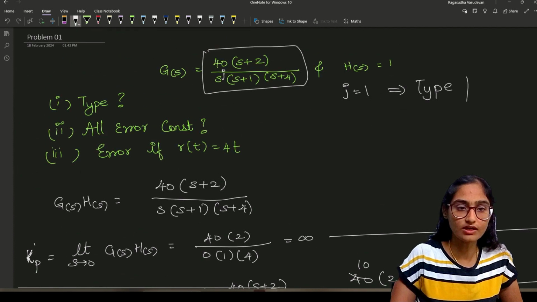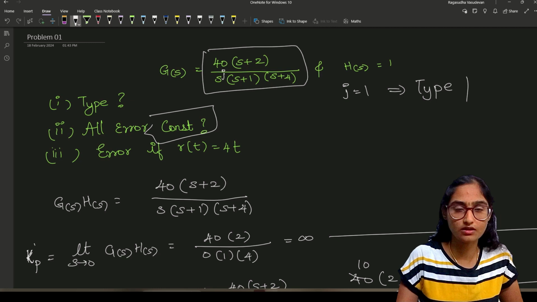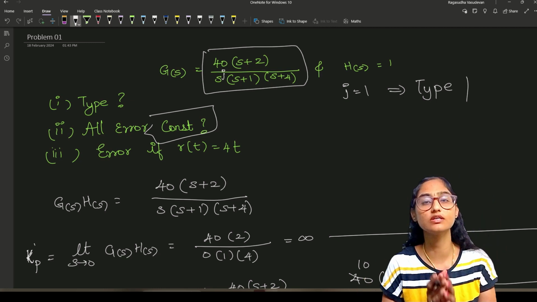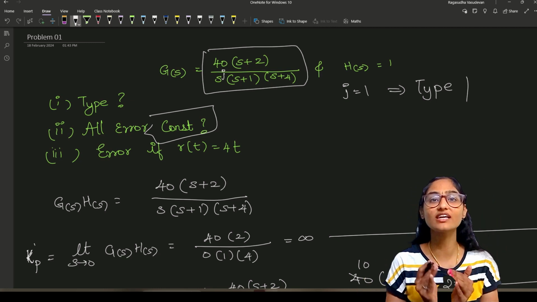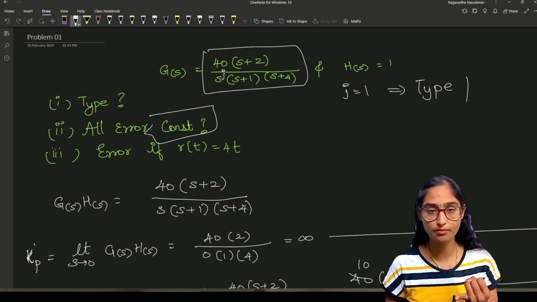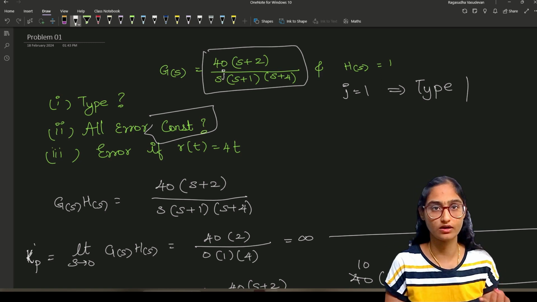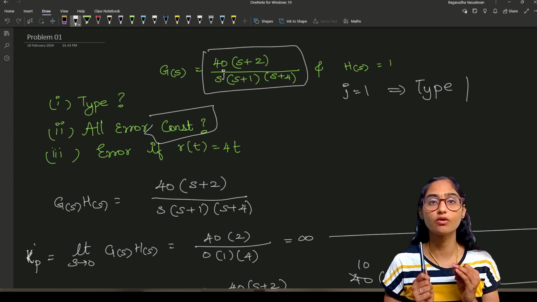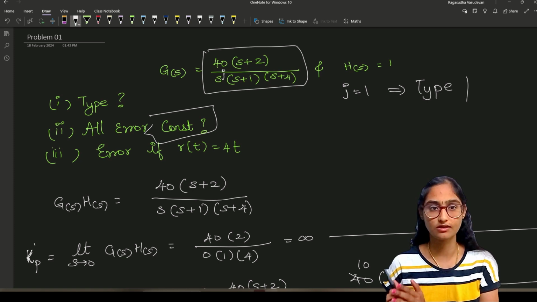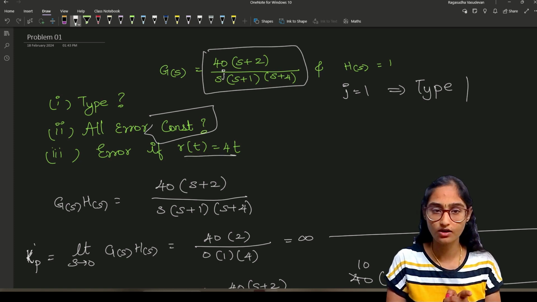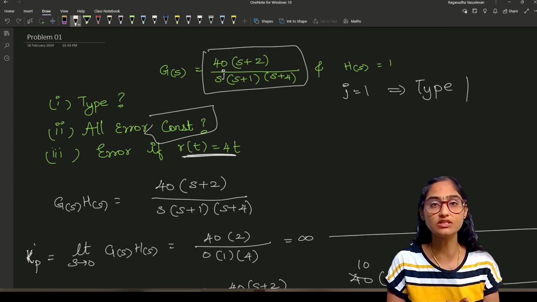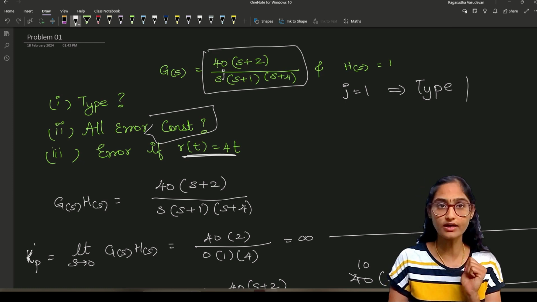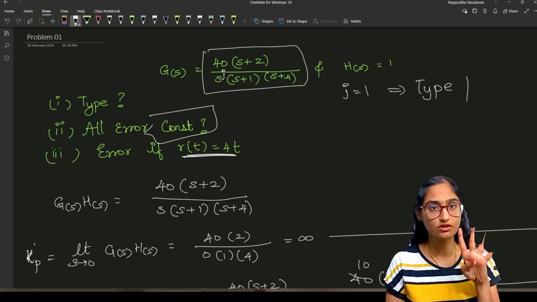So they're only asking about the error constants, not about ESS, because for you to know the ESS, you need to know what input is applied, whether it is a step input, unit step, or what. You need to know about the input, only then you can find out the steady state error. They have given that R of t is 4t. This means ramp input is applied and the value of A in this case is 4.